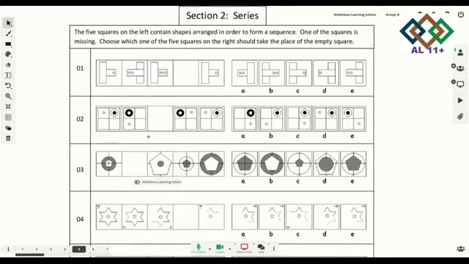In this section, there are 5 squares on the left arranged in order to form a sequence. One of them is missing, so you need to find out which is missing. Let's start with the first one. This is an easy one. They are moving this direction, that direction. The whole pattern is reflected in the vertical line. The rectangle alternates, overlapping the other, and the circle is added or removed.